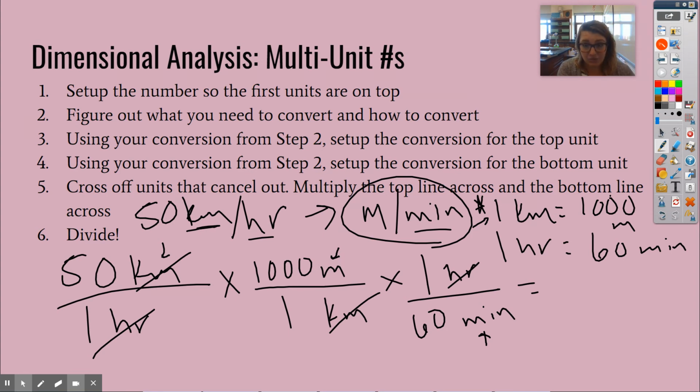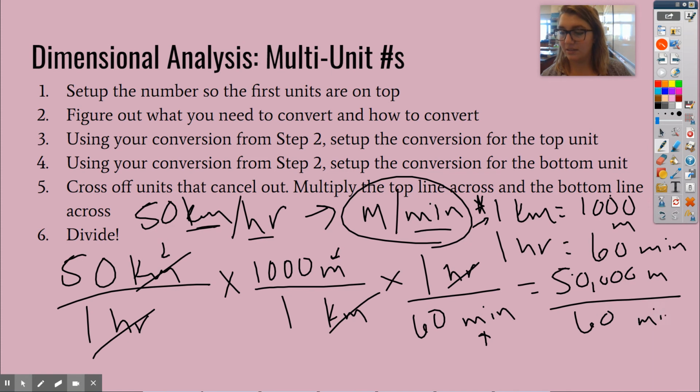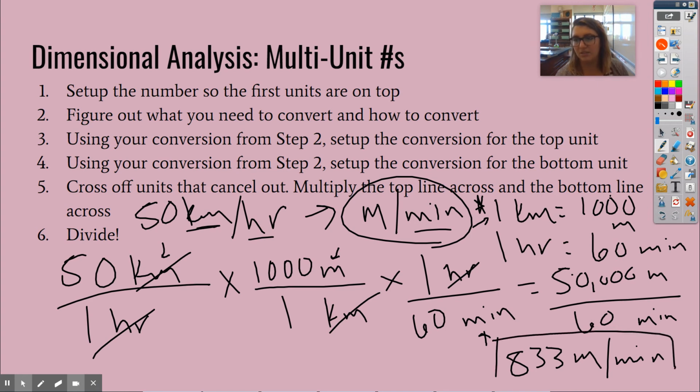All right, so now you would just multiply across the top. So this would be 50,000 meters divided by 60 minutes. Feel free to use the calculator, which I'm going to be doing here because this is a weird number. Then you're just going to divide 50,000 divided by 60, 833 meters per minute. And that right there is our final answer.